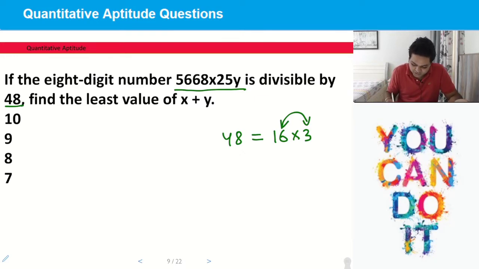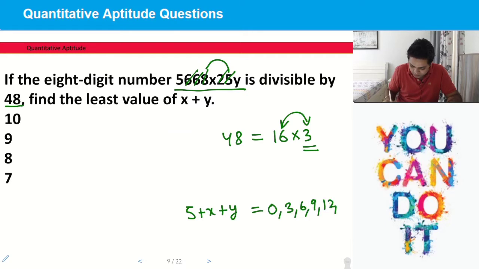So let's check divisibility rule of 3 first. Sum of digits: 7 plus 8, 15, we can ignore all of it. 6 plus 6 we can ignore. So we have 5 plus x plus y. It should be divisible by 3. That is, it should take value either 0 or 3 or 6 or 9 or 12, 15, 18, 21 and 24.